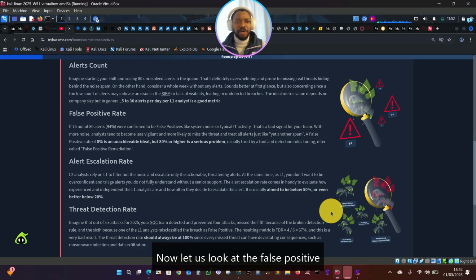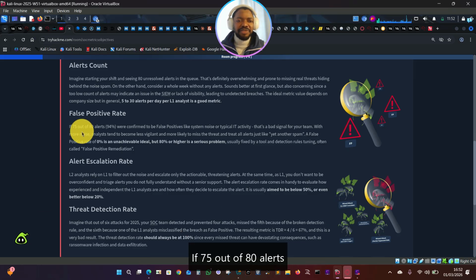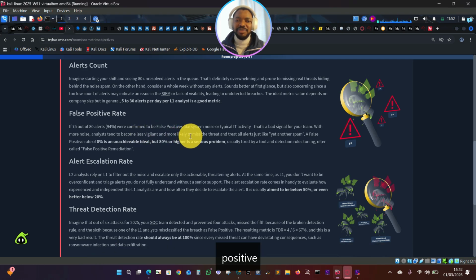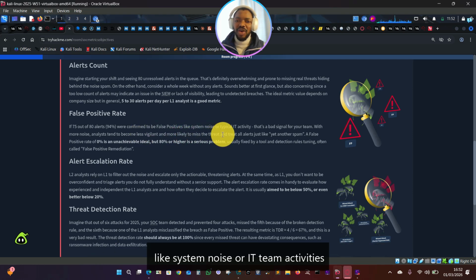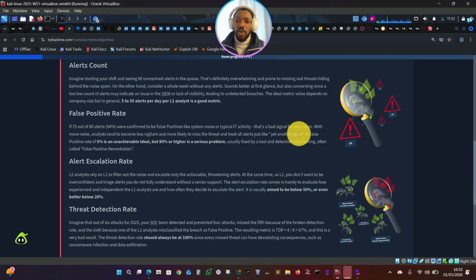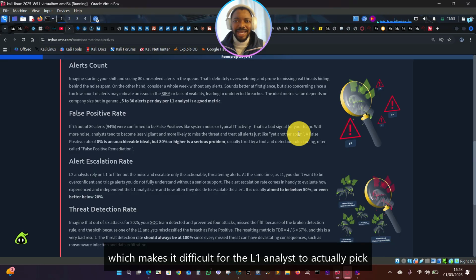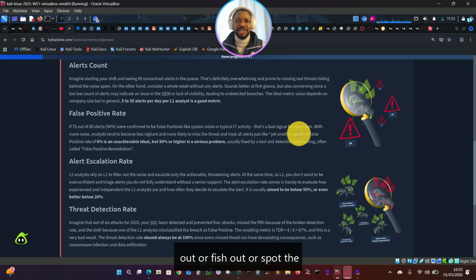Now let us look at the false positive rate. If 75 out of 80 alerts, which represent 94% of all the alerts, were confirmed to be false positives, like system noise or IT team activities, that is a bad signal for your team. Why is it a bad signal? It is a bad signal because we have lots of noise, which makes it difficult for the L1 analyst to actually pick out or spot the true positives.